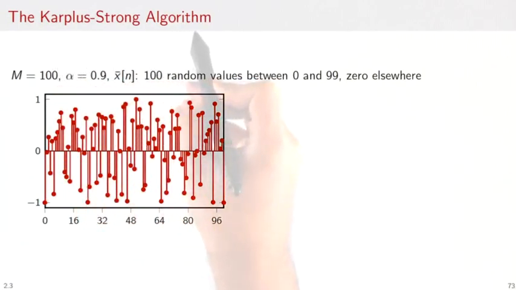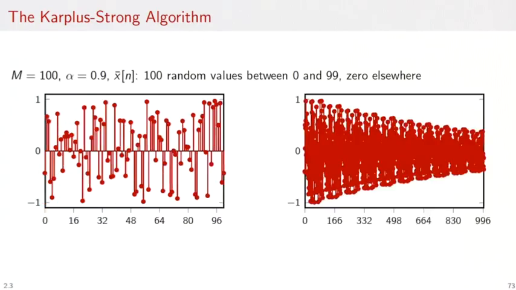We are now at the Karplus-Strong algorithm. This is an algorithm that was invented in the 80s to simulate guitar sounds, and what is very particular is that it's not initialized with a sine wave or a triangle wave, but with a sequence of random numbers. So we see an example here where M again is 100, alpha is 0.9, that gives a relatively slow decay, and x[n], 1 period, is actually a set of random numbers.